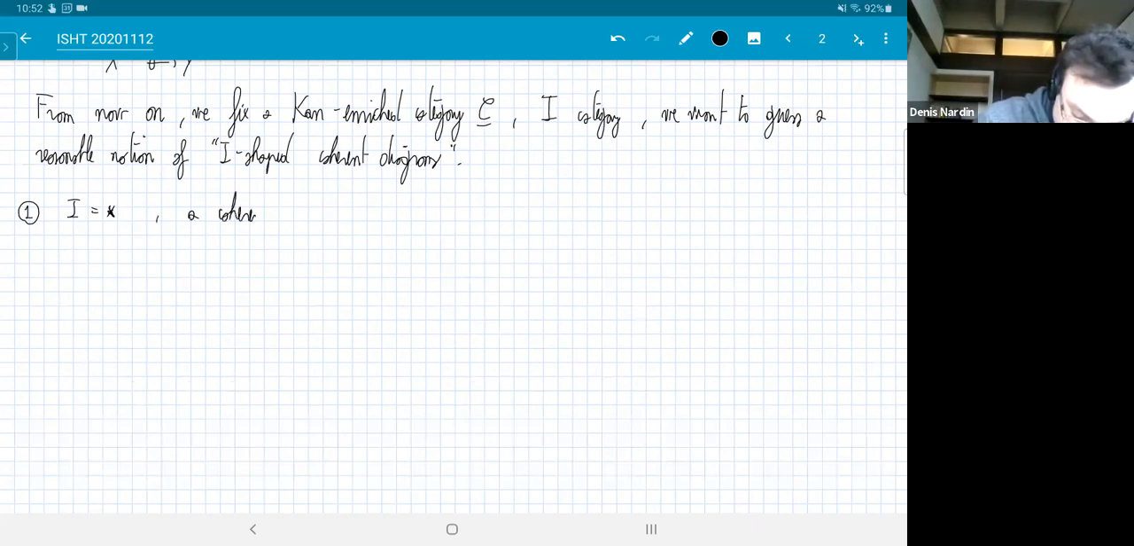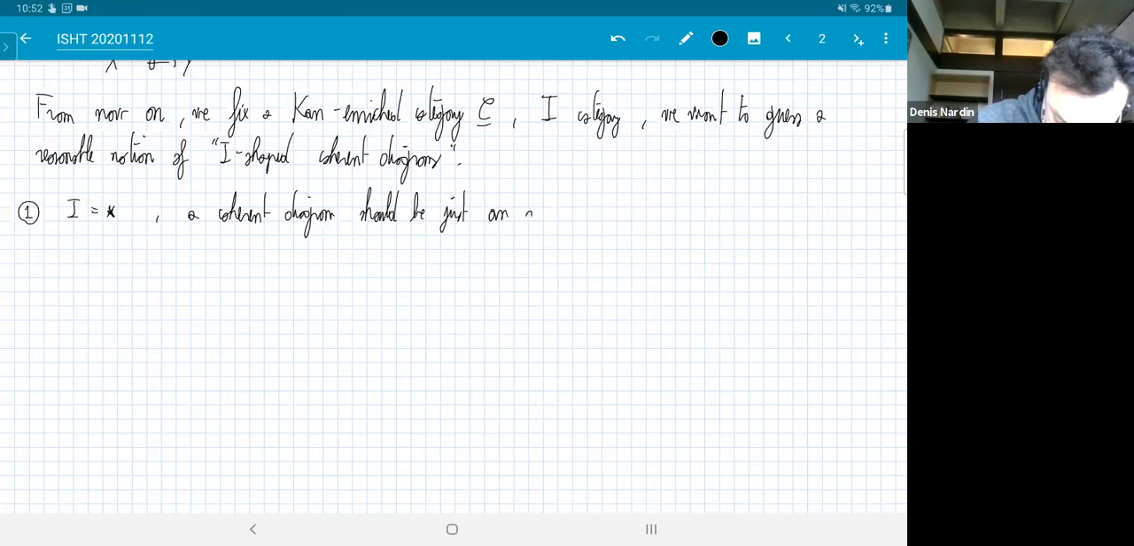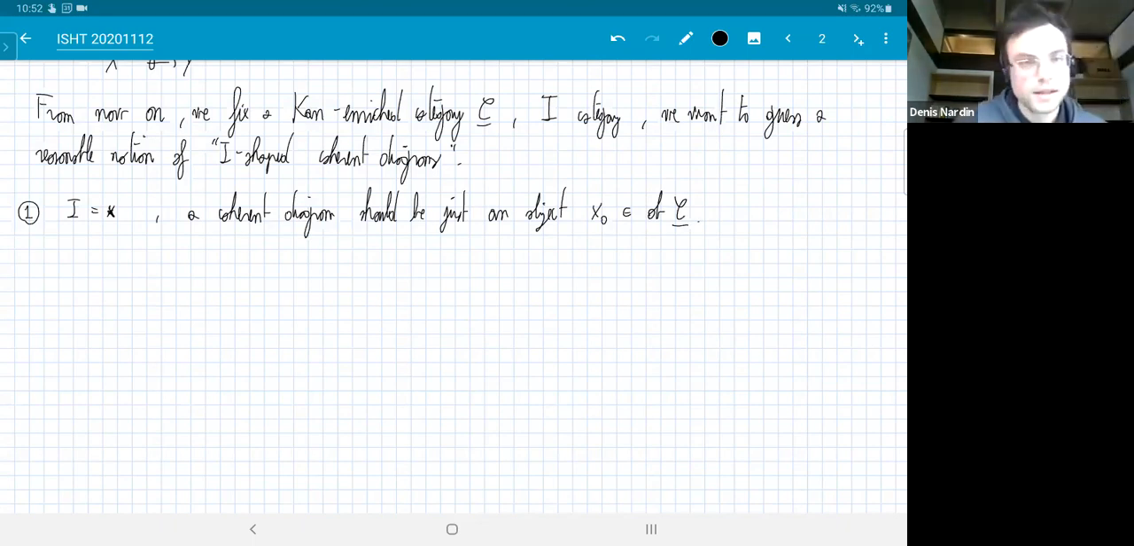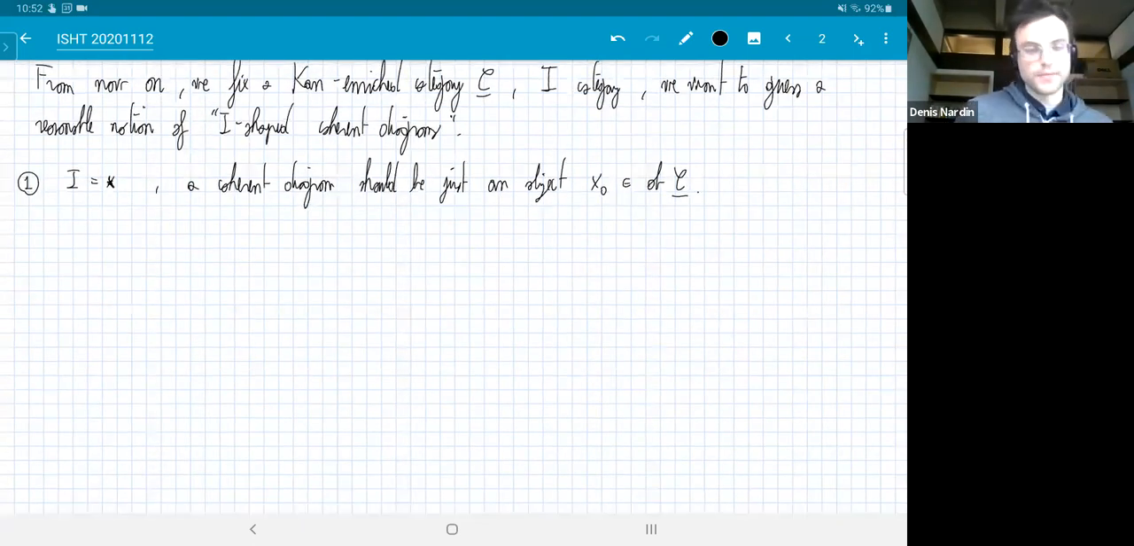Okay, not much to be said. So a coherent diagram should be just an object. And let me call it x0 here. At some point, I'll probably stop putting the ob in front of C underline. When I mean that something is in C underline, I mean it's an object. I'm trying to be pedantic for this first time I'm introducing these ideas, but people don't write ob in 99% of the literature. So, okay, this was easy. There are no compatibilities.